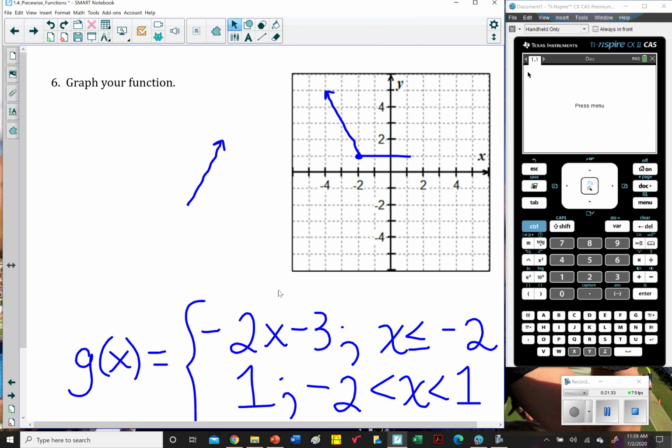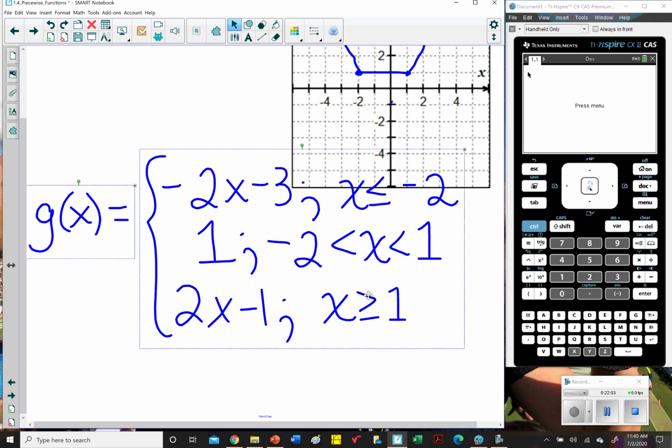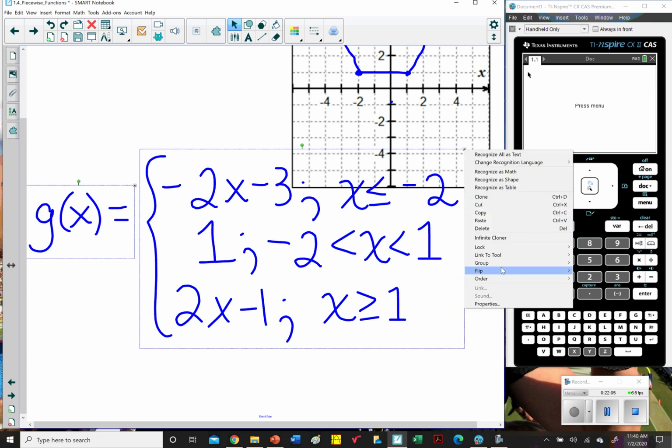And then the last piece was 2x minus 1. So 2x minus 1 would do the same thing. We would start down here at negative 1, but we wouldn't draw this one. Rise 2, run 1, and close that up there and draw that graph. So we have the piecewise function. See if I can group it and shrink it up so it's nice and pretty next to our graph.